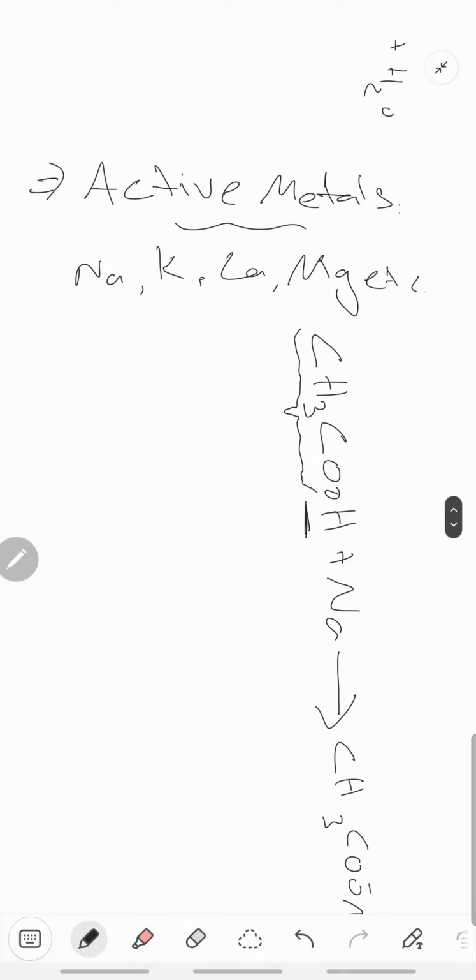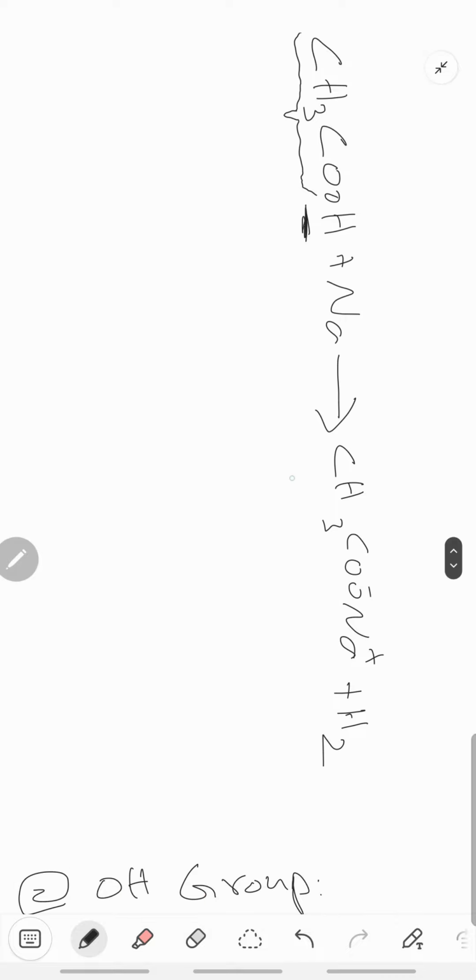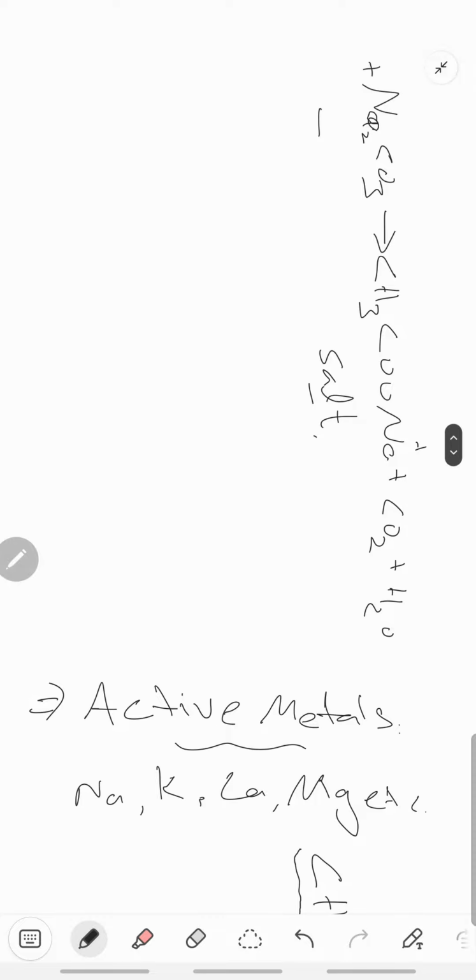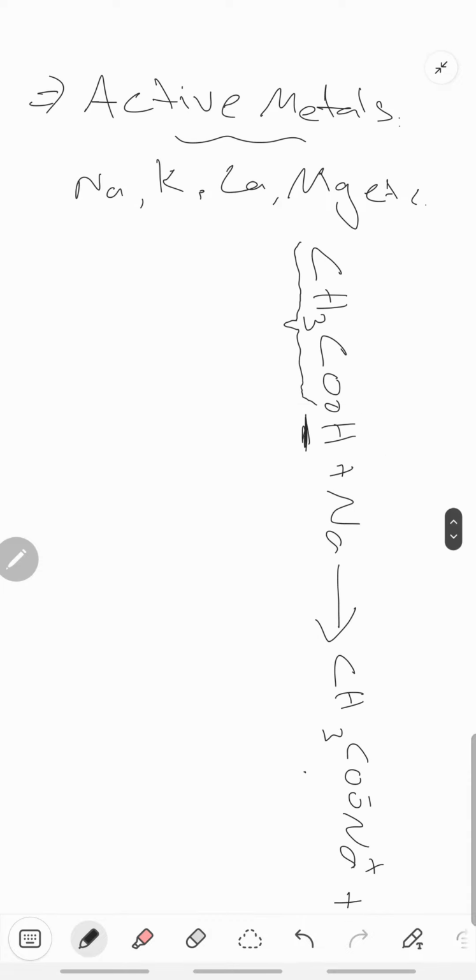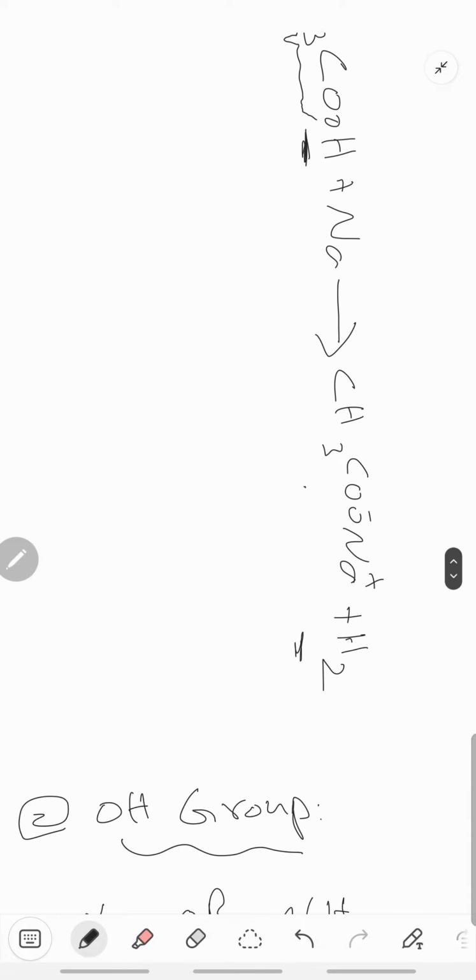Next is the reactions with the active metals. When the carboxylic acids react with active metals, for example sodium, calcium, potassium, etc., it will again replace the hydrogen atom of the carboxylic acids, and it will give me this salt, but with hydrogen gas. In the reaction with the bases, it will give me carbon dioxide gas and water, but with the active metals, it will give me hydrogen gas.